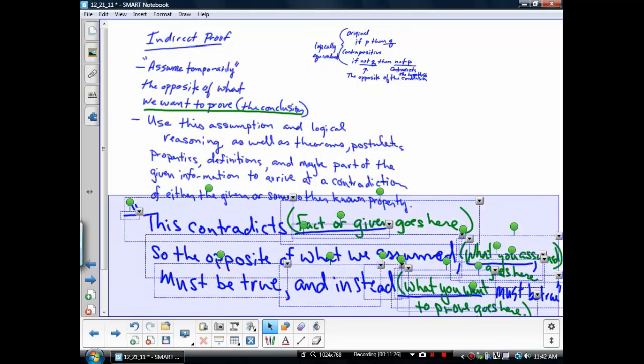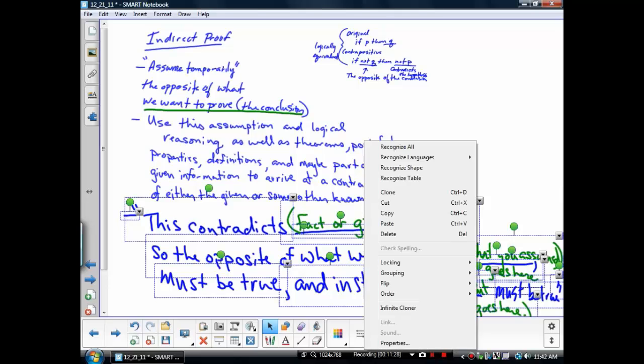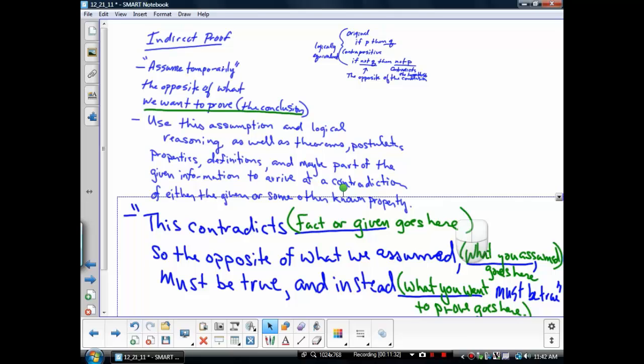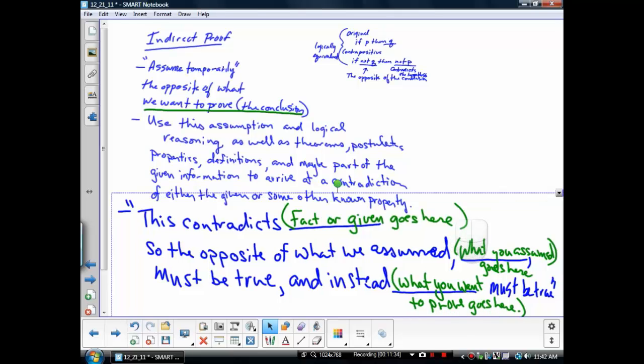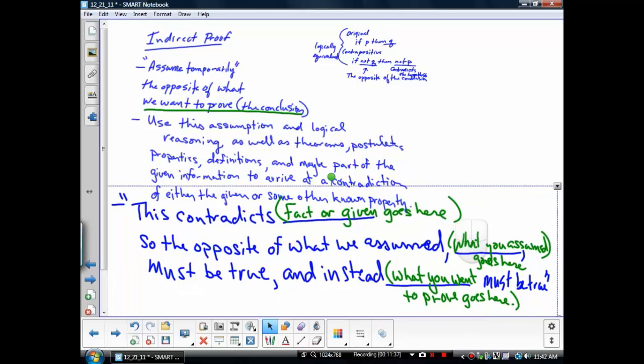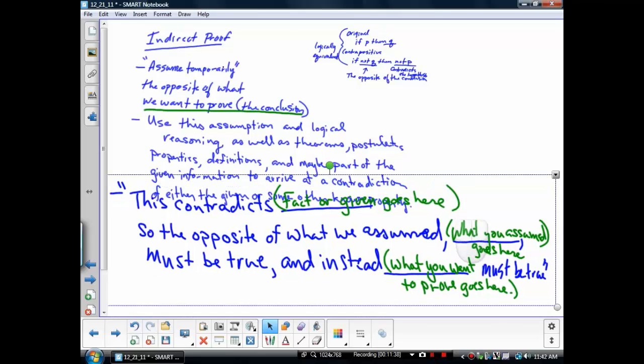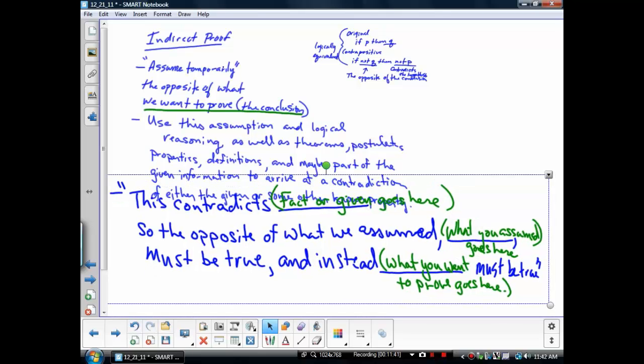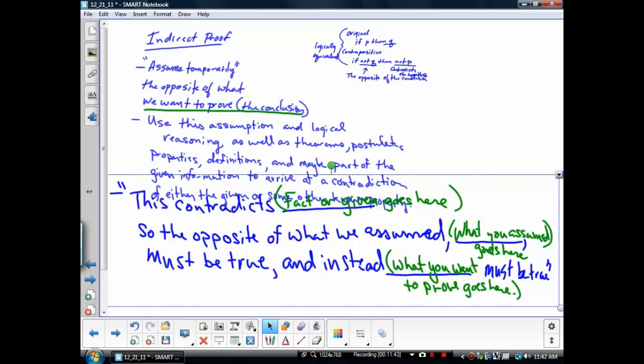So you always start the indirect proof the same, and you always end the indirect proofs the same, using these pretty much exact words, filling in the specific information in the part that we have green.